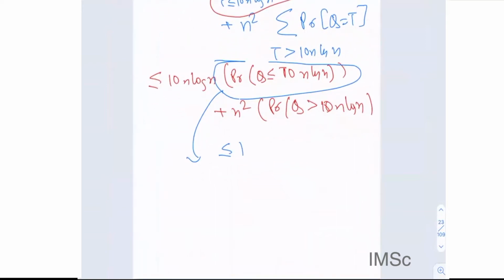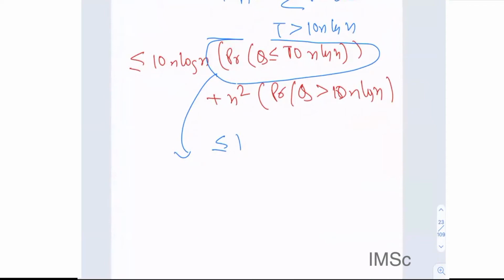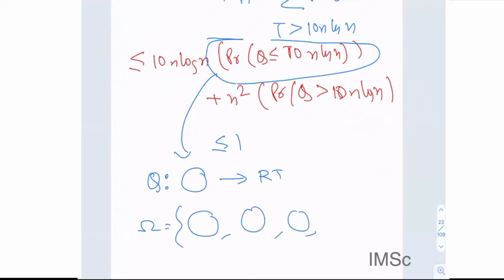Look, so think of what happens. Q is a random variable which gives you this running time, right? Now, whatever this omega is, I really do not know. But for each running time, it will give you a partition of omega, right? And with respect to the probability defined, this will give you a probability distribution over omega. So if I sum this probability, this is equal to 1.